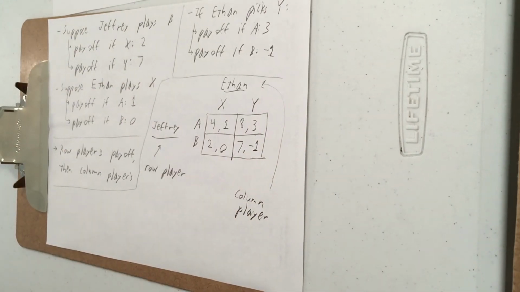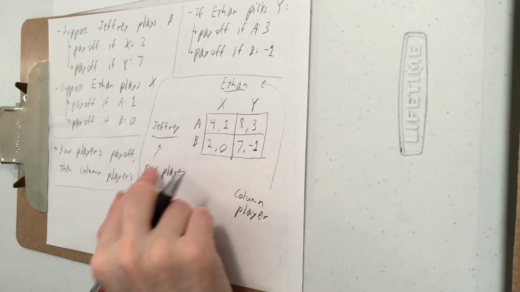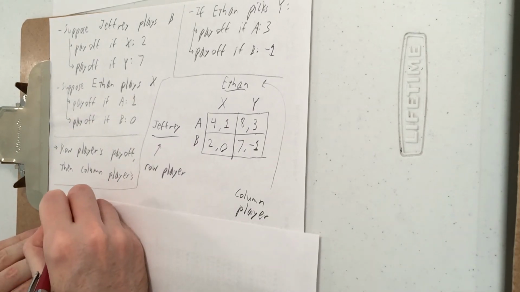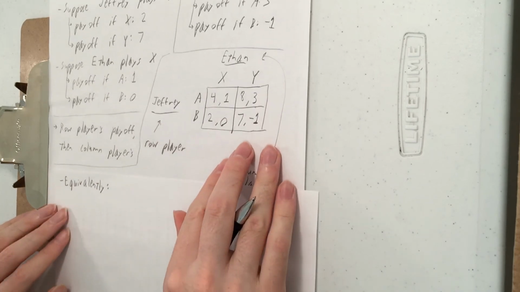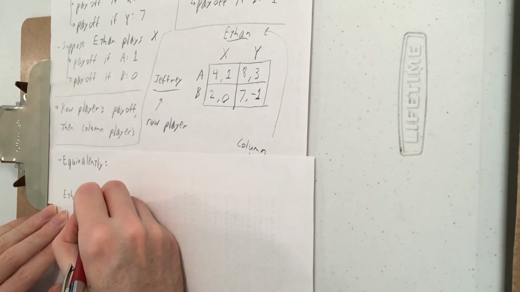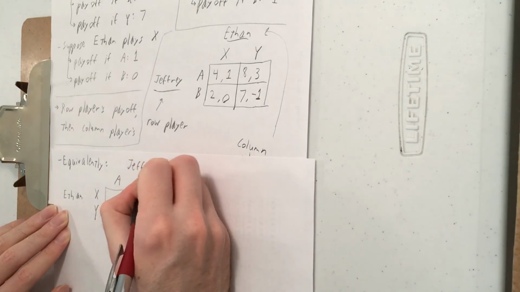So that's one way you can write down the game. Now I said earlier, it doesn't actually matter which player you make the row player and which one's the column player as long as you are consistent. So just to illustrate that more clearly, I'll rewrite the game in an equivalent manner. So now I'll make Ethan the row player, and I'll make Jeffrey the column player. So all I gotta do is flip those payoffs. So here's Ethan on the rows, playing X or Y. And Jeffrey has the columns A and B.